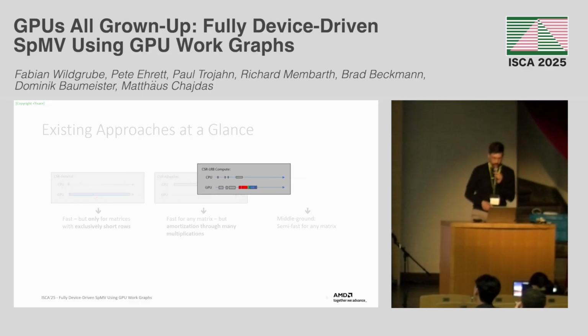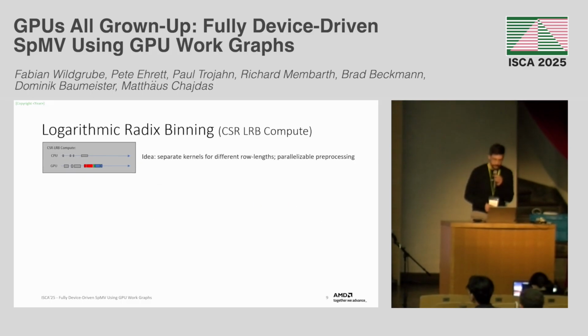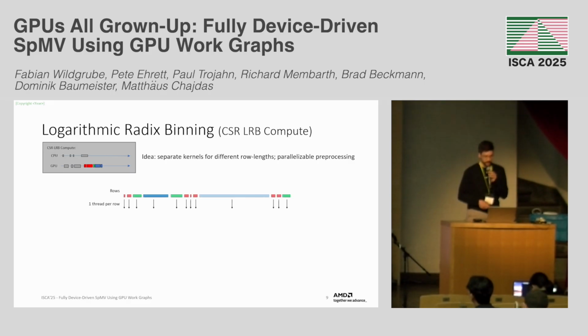And let's zoom in on that one a little bit, because that's what we're going to be focusing on. So the idea is to have separate kernels for the different row lengths, so we can keep the divergence of the threads in check. And we parallelize the preprocessing by simply taking one thread per row and letting it compute the row length and then running that through a log2. This gives us an implicit mapping of each row into a bin, and each bin then has similarly sized rows in it.